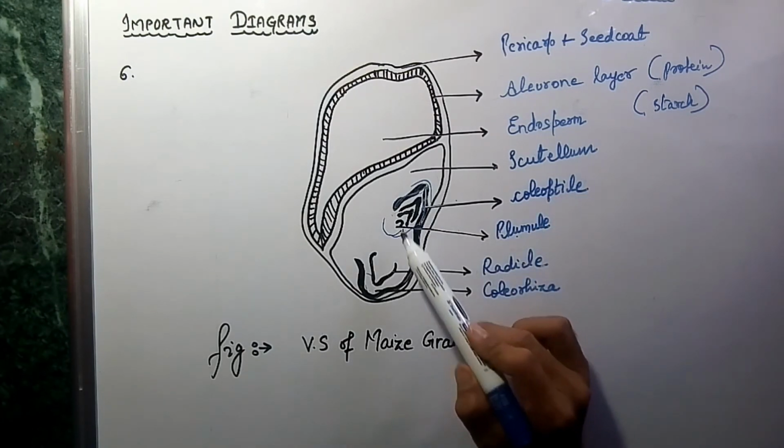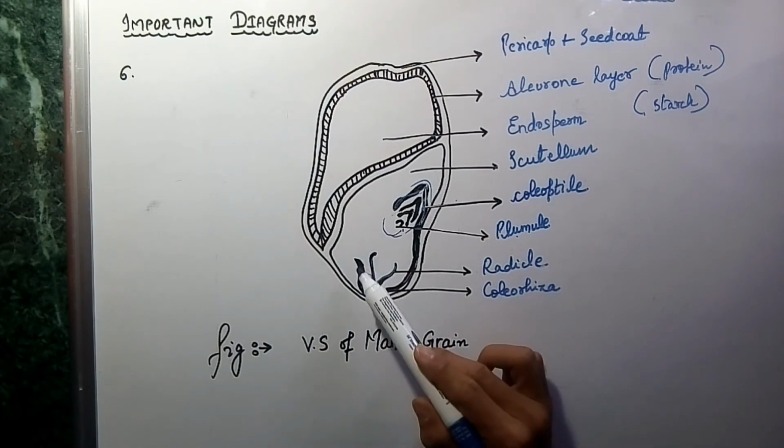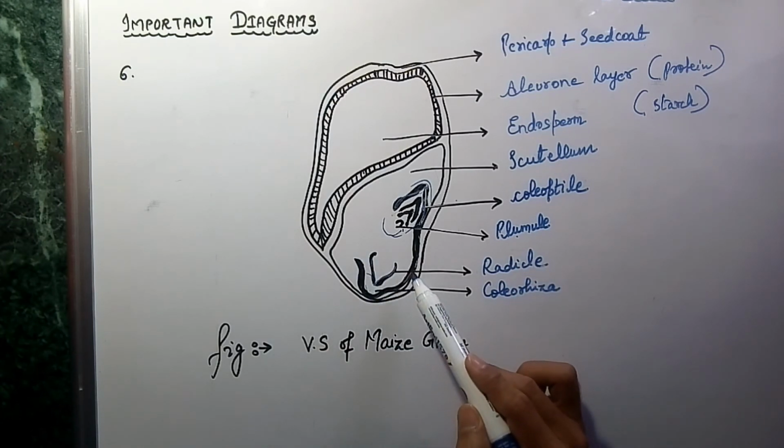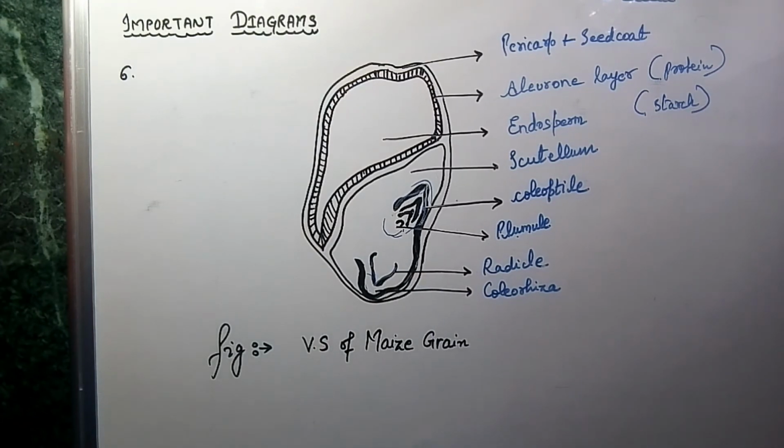Now the embryonal axis that points down is known as the radicle, and this radicle is covered by a protective sheet and that is called the coleorrhiza. So friends, this was the diagram of a maize grain.